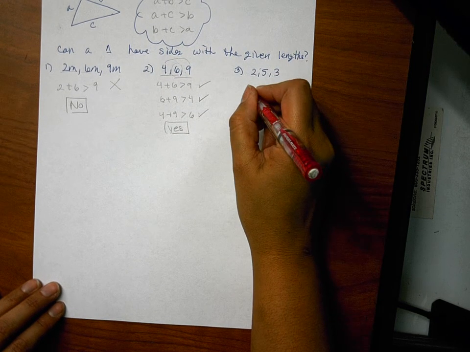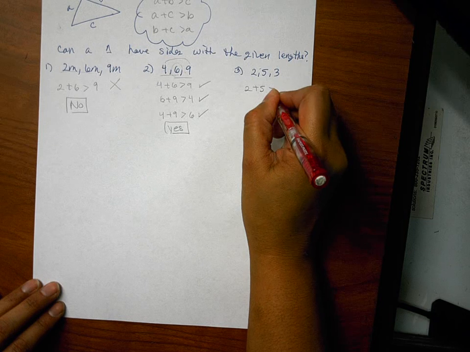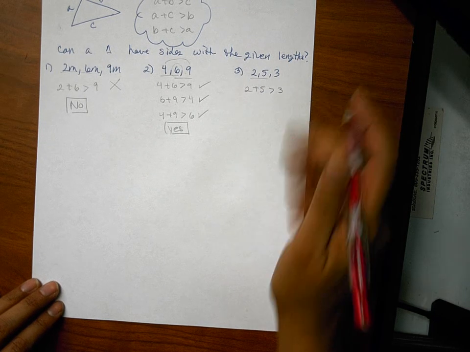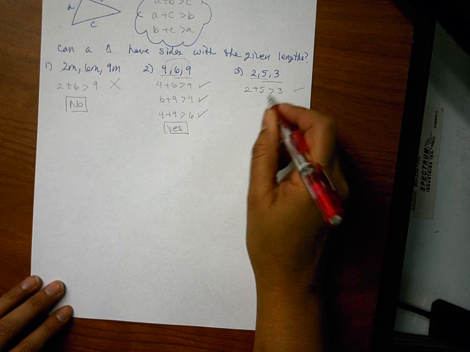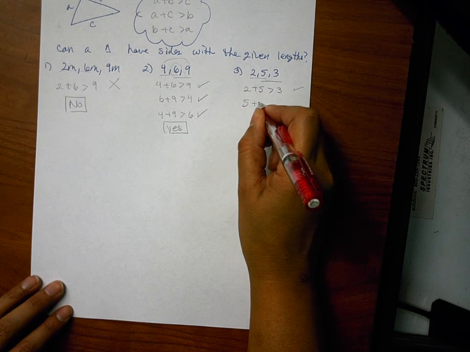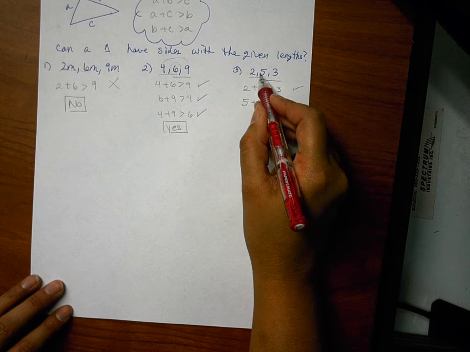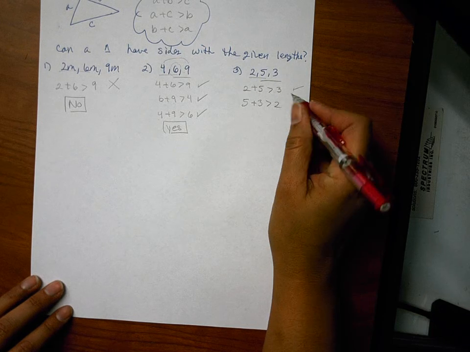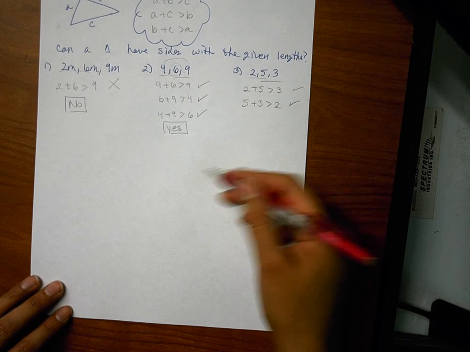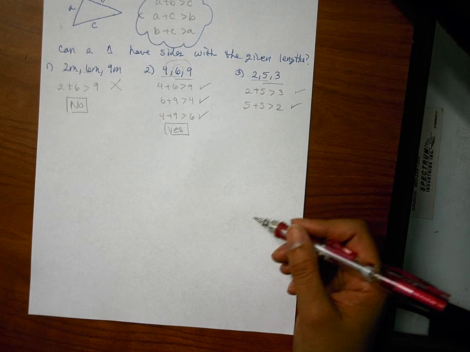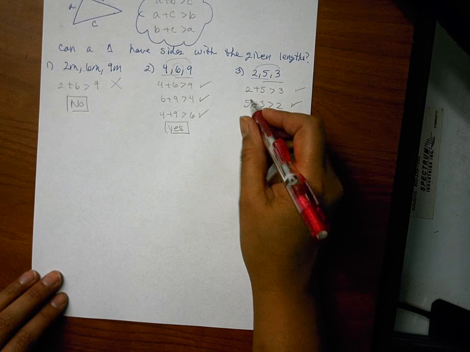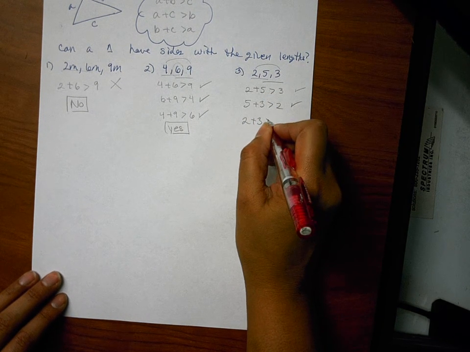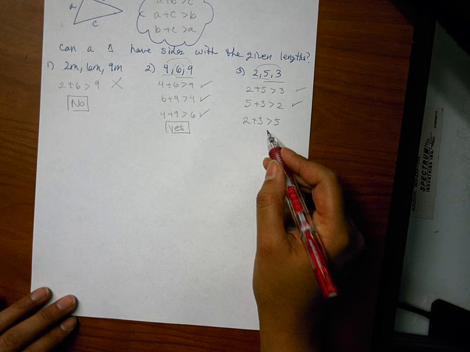Number 3. Again, for the answer to be yes, they all have to work. 2, 5, 3. Okay, 2 plus 5 must be bigger than 3. 2 plus 5 is 7, bigger than 3. Check. I have to keep going. I cannot stop. 5 plus 3 must be bigger than 2. 5 plus 3 is 8, bigger than 2. And this is the exact kind of work you need to show on your assignments, your quizzes, and tests.